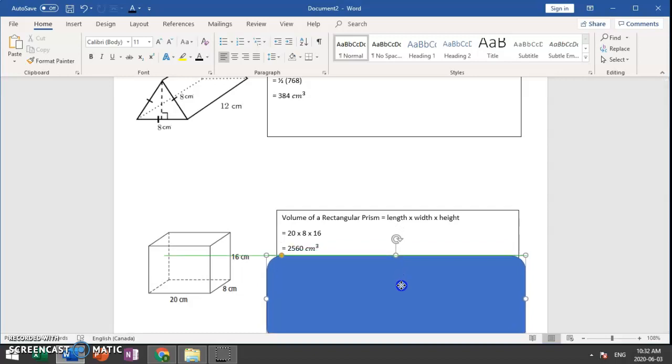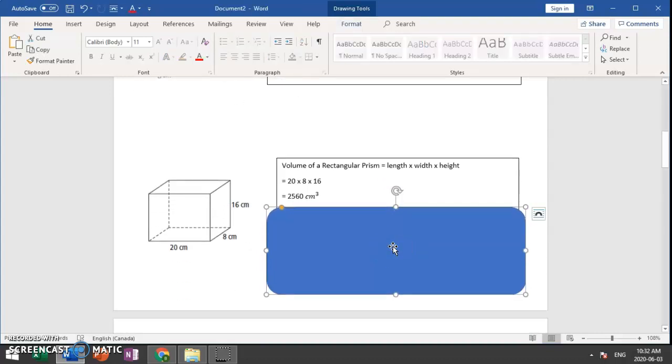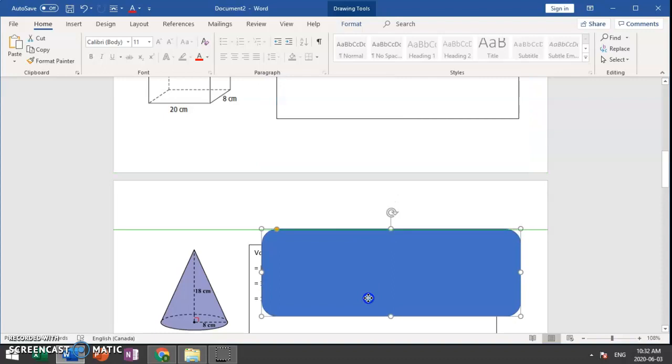2,560 centimeters cubed. Probably the easiest volume question you can have is a rectangular prism or a cube, right? You just have to multiply the numbers by themselves. That's it. Simple enough. Moving on to more complicated shapes like a cone.